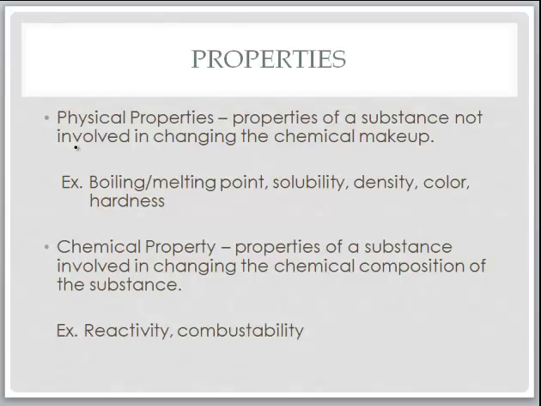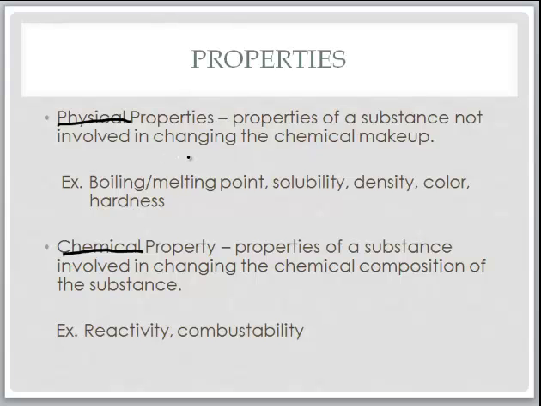Let's first take a look at physical and chemical properties. Basically, when we talk about the properties of a substance or the properties of a compound, what we're talking about are the things that make that compound behave the way it does. And there's two basic types. There's the physical, and then the chemical. And it really is a very simple difference.